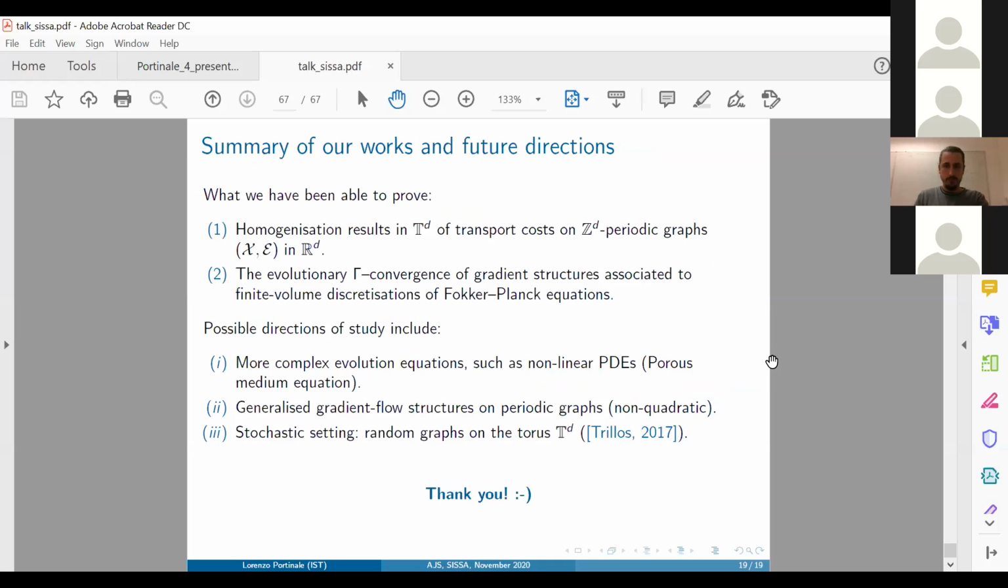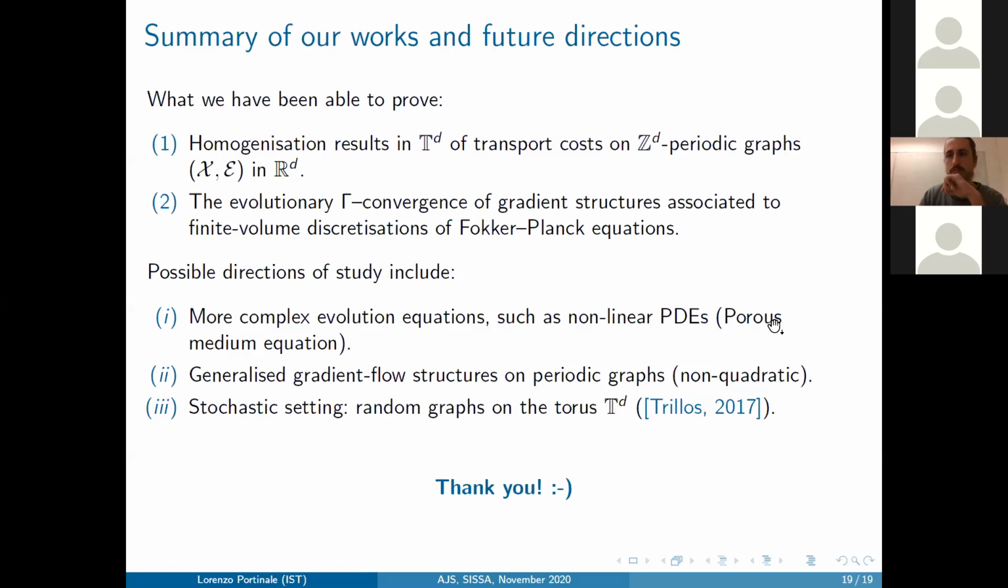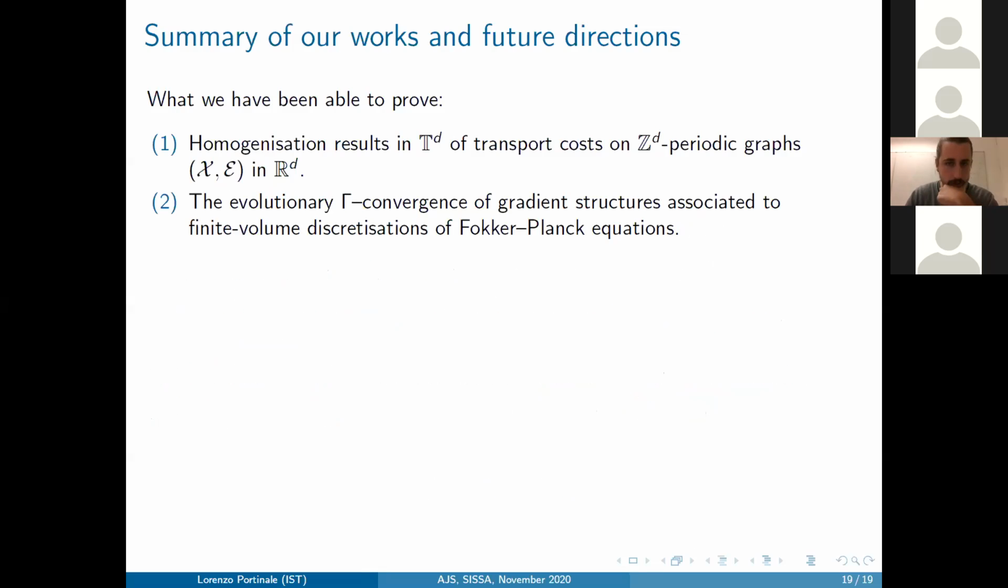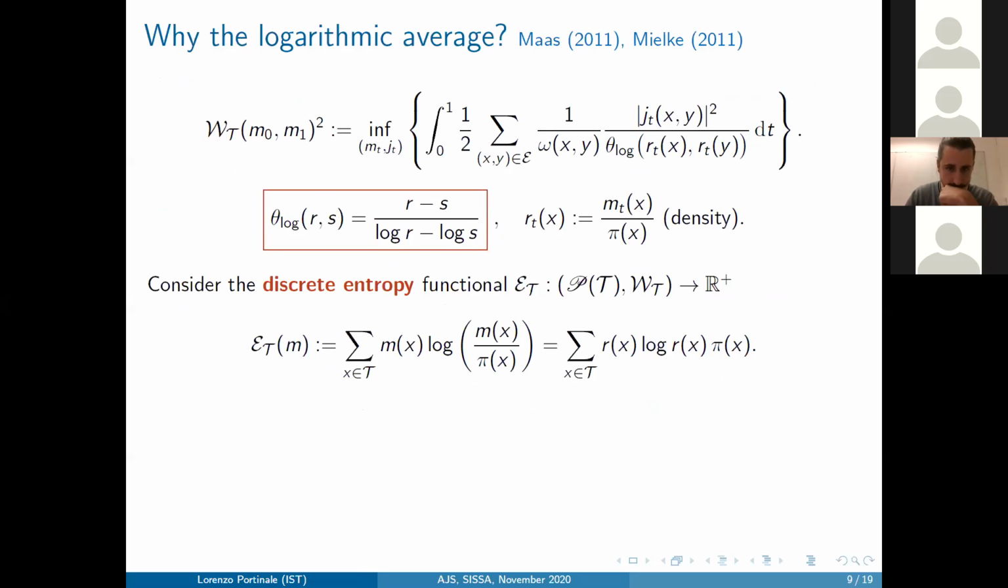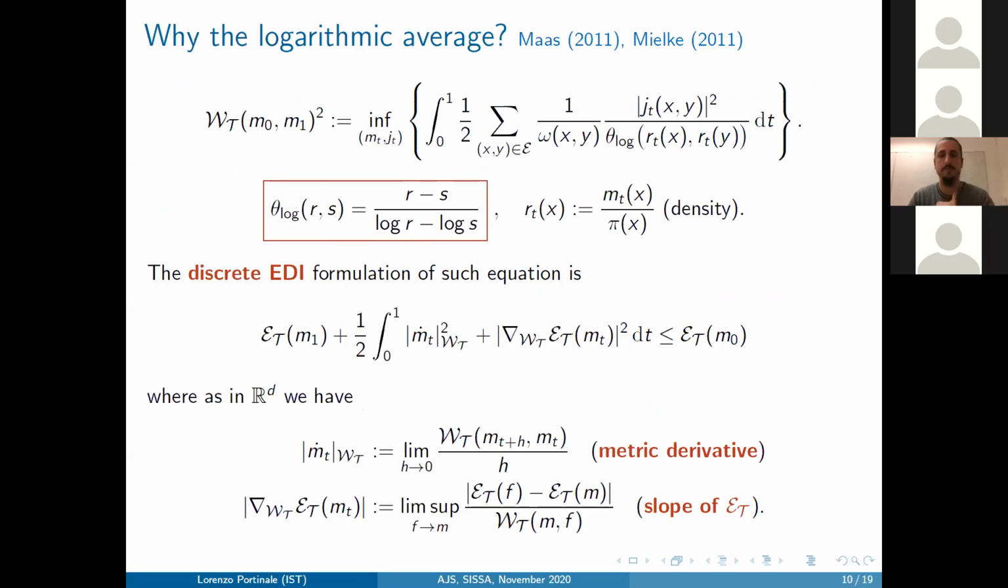Okay, I have two questions. One is, maybe I was confused. When you define the slope of the discrete energy functional, at the beginning, what does it mean that there is a metric on the graph? What does it mean, lim sup as f converges to m? I mean, before it was in the space of measures. It's the same meaning as in the continuous setting. F is, yes, sorry.